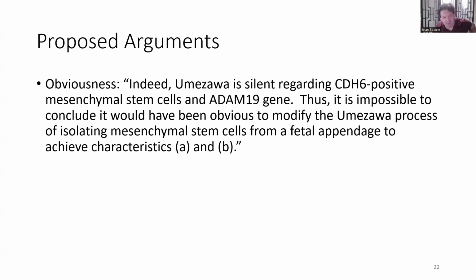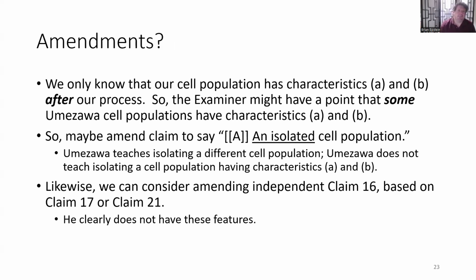All right, maybe you don't feel like arguing. I'd probably argue this one. But maybe you don't want to, I don't know, you want to move prosecution forward very efficiently. So what are some amendments, right? Well, we only know that our cell population has characteristics A and B after our process, right? So the examiner actually might have a point that some Umezawa cell populations have characteristics A and B. I don't know the technology well enough to say that they couldn't have those characteristics.